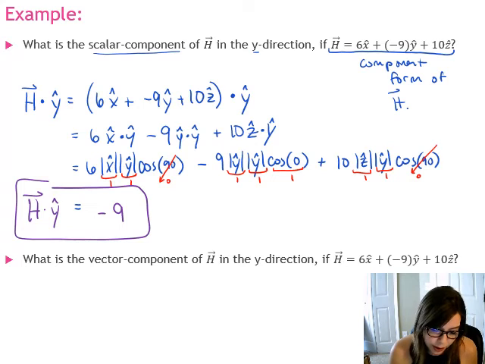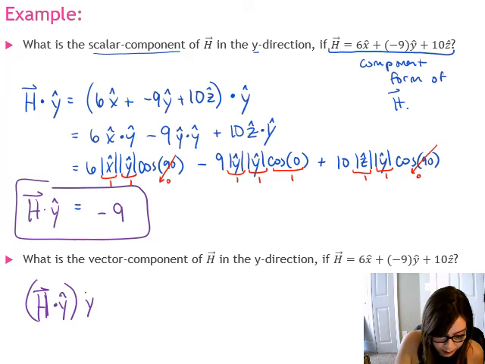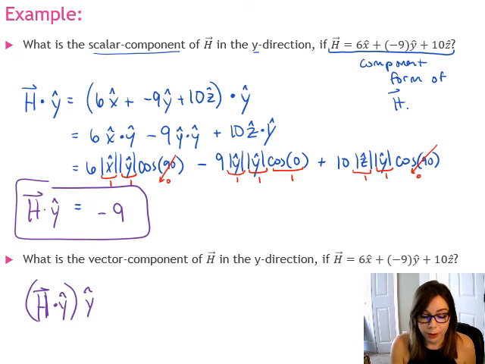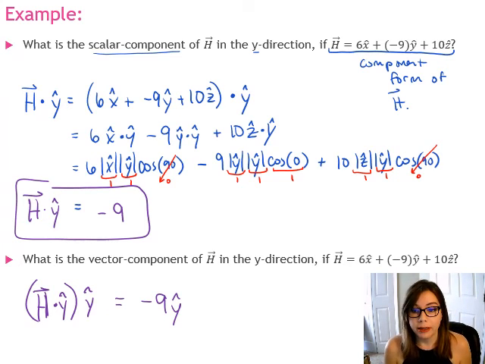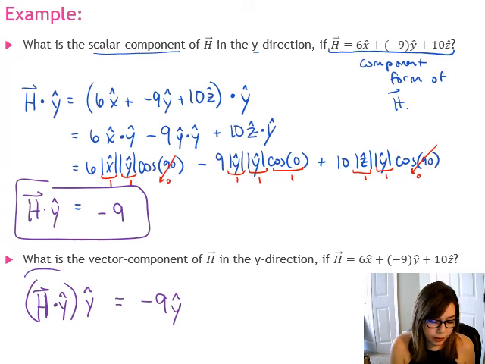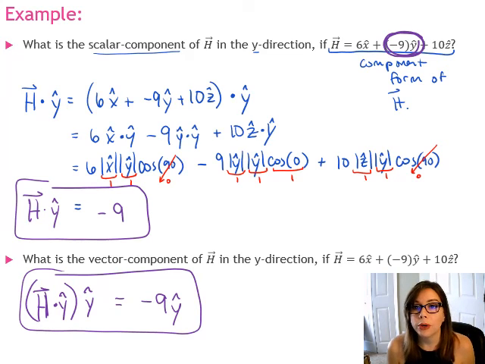The last part of this question here, what is the vector component of h in the y direction? So vector components are built by multiplying the scalar component by the unit vector that describes that direction. So we just did all the work to find that scalar component, so that's -9, and now we just multiply it by the unit vector. So my final answer for this vector component of h in the y direction is just -9 y hat. That is that exact term right up there in the component form of vector h, because that's what component form is. It's the sum of the vector components along the directions of your coordinate system all added together. That's what component form means.